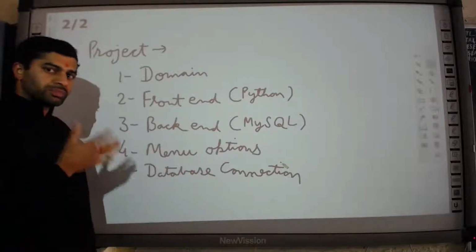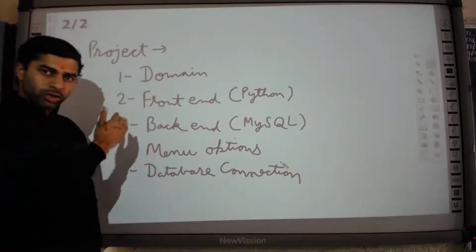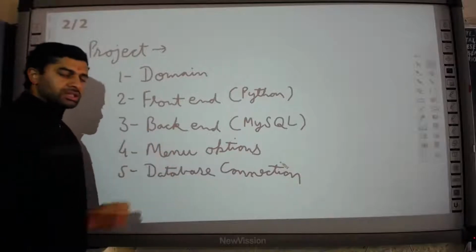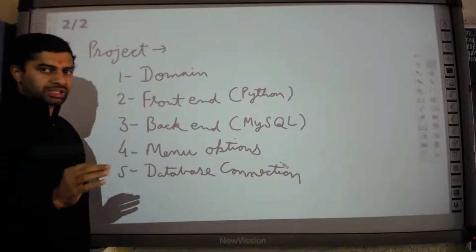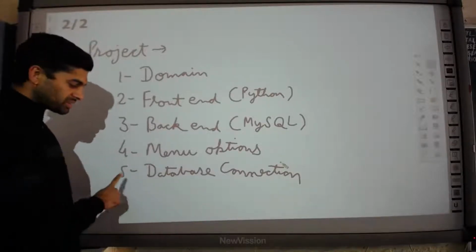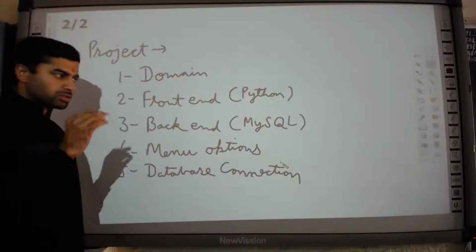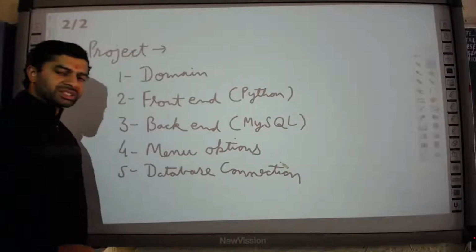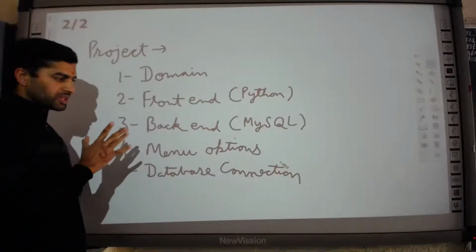When you come to the coding part, after you have decided all these things, the domain, the front end, the back end, and the menu options, the first thing you require is a correct database connection. So in this step, you will be connecting to your database. You will try to connect to your database through your Python. As you have studied this database connection in class 12, it will be very easy for you.